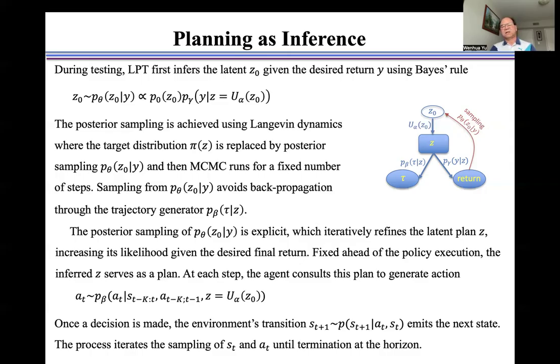Then comes the policy execution. The input z serves as a plan. At each step, the agent consults this plan to generate action a t from this equation. Once a decision is made, the environment transitions, and a transition function p emits the next state s t plus 1. The process iterates the sampling of s t and a t until termination at the horizon.